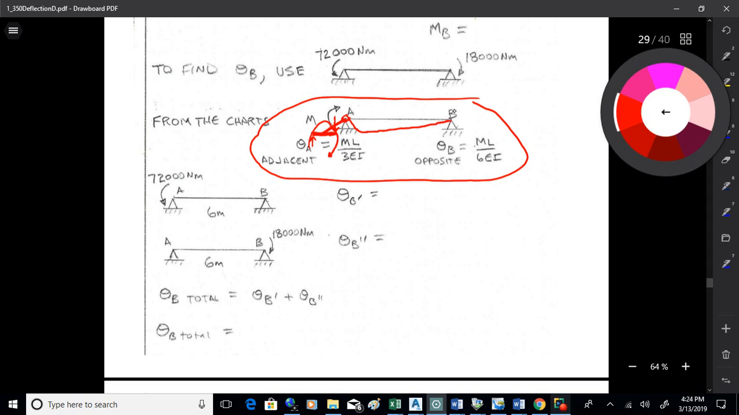So I've got a steeper slope here that's actually negative. That's ML over 3EI, right next to where I apply the moment. By the time I get to the opposite side, the angle is half as much. It's ML over 6EI. That's what's going on there. So think of these not as being left and right on the chart, but as being adjacent to where I apply the moment and opposite of where I apply the moment. Right next to where I apply the moment, I got the biggest amount of slope. As I get further out, I got less. Okay?